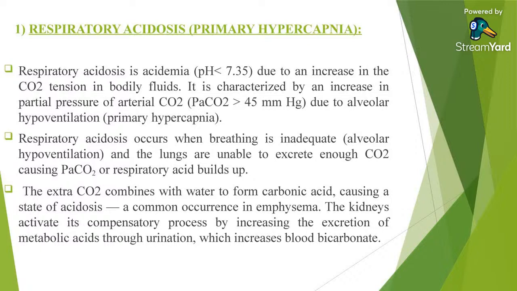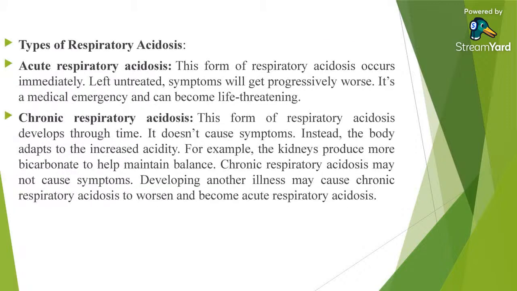The extra carbon dioxide combines with water to form carbonic acid, causing a state of acidosis, a common occurrence in emphysema. The kidneys activate their compensatory process by increasing the excretion of metabolic acids through urination, which increases blood bicarbonates in our body. There are two types of respiratory acidosis: acute respiratory acidosis and chronic respiratory acidosis.